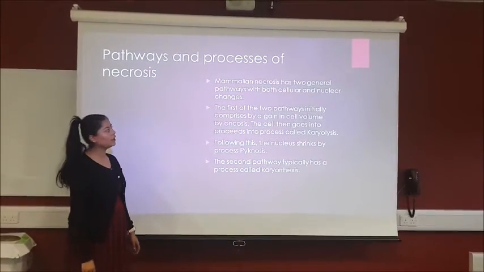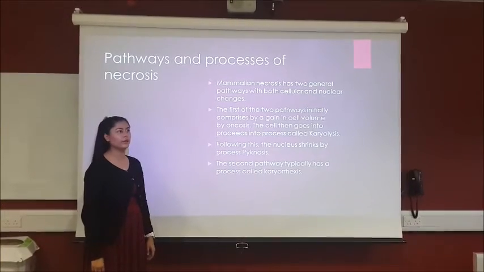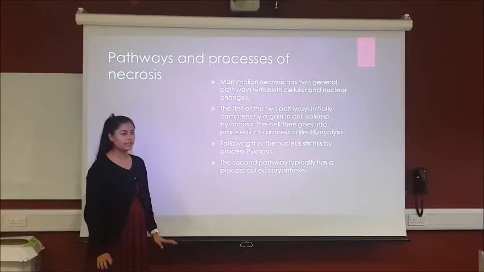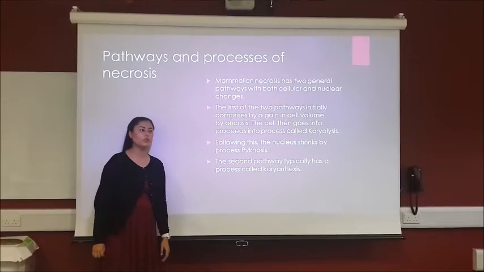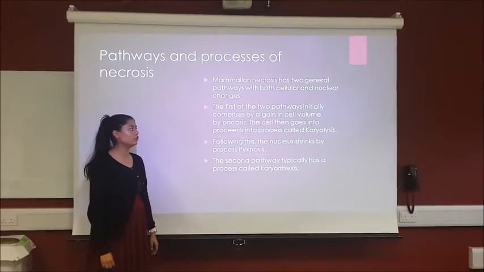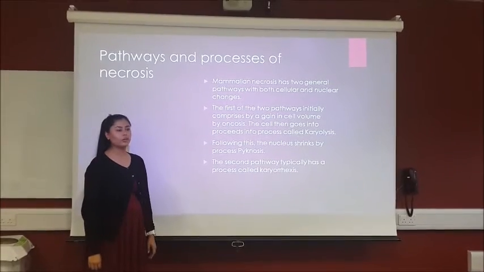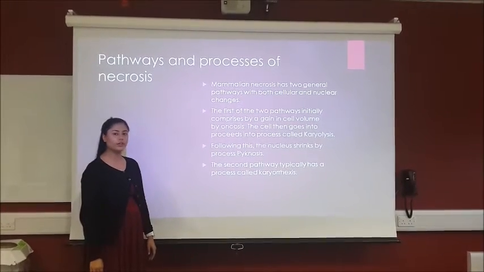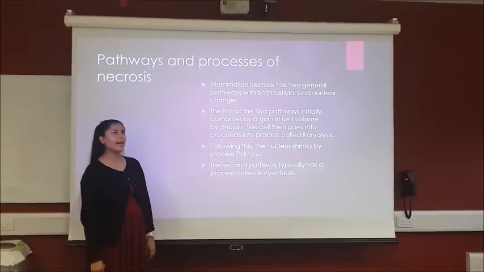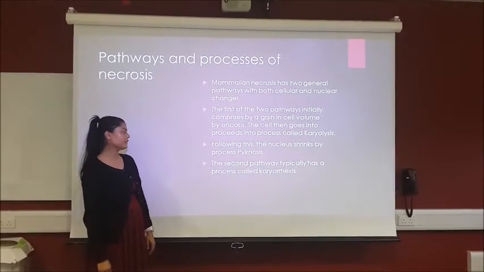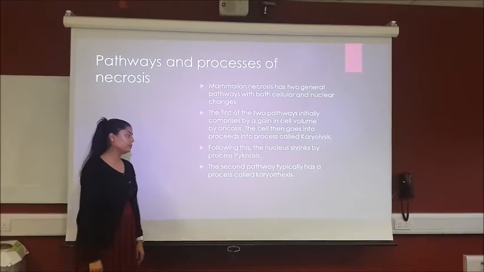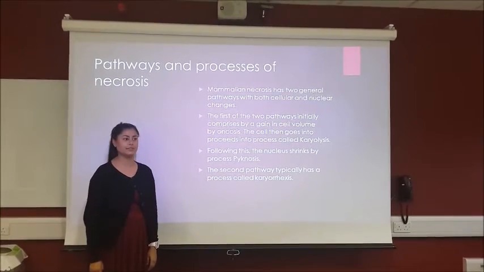In mammalian necrosis, there are two general pathways with both cellular and nuclear changes. The first pathway initially involves a gain of cell volume by oncosis, which is followed by karyolysis and pyknosis, in which the nucleus shrinks. And the second pathway typically has a process called karyorrhexis.